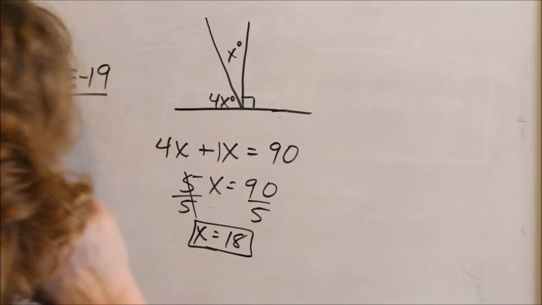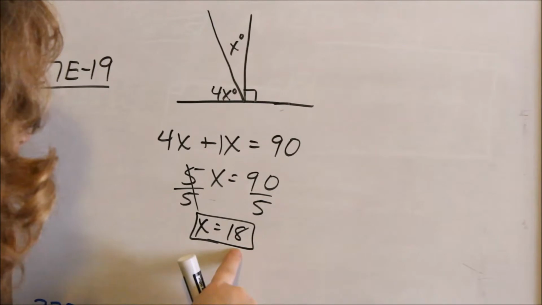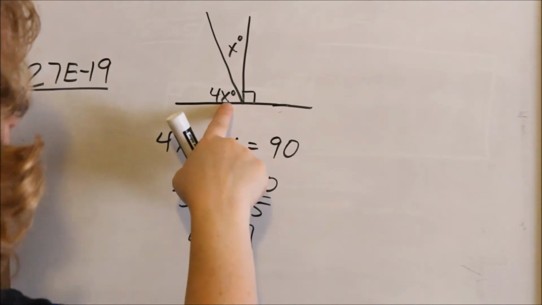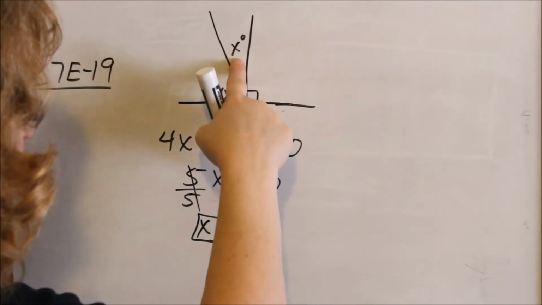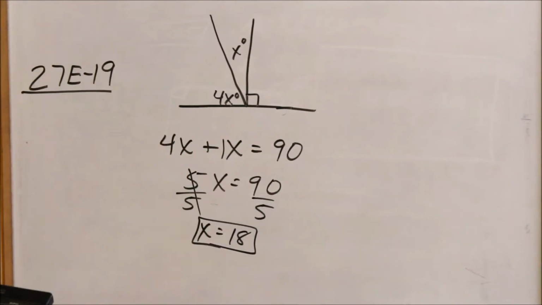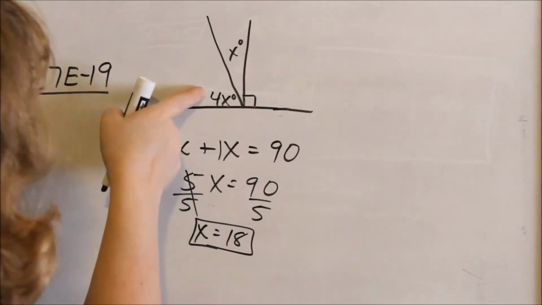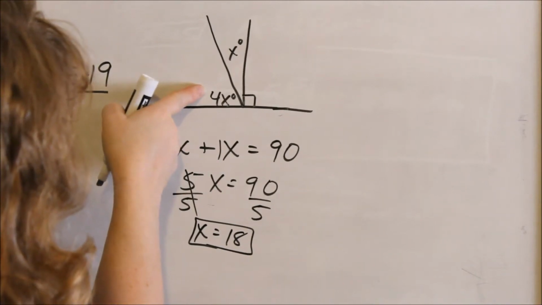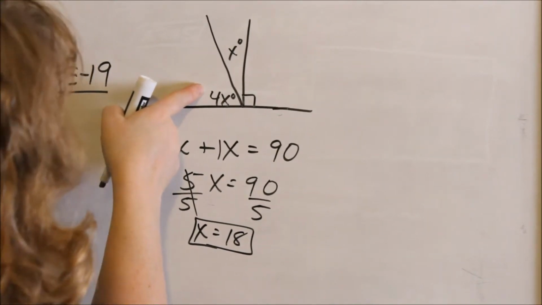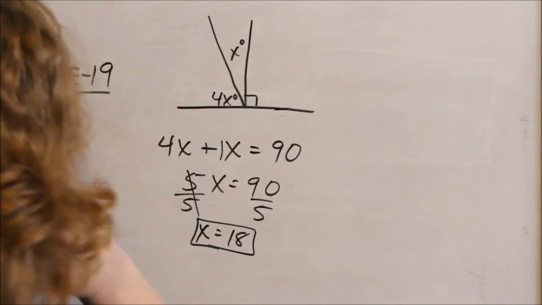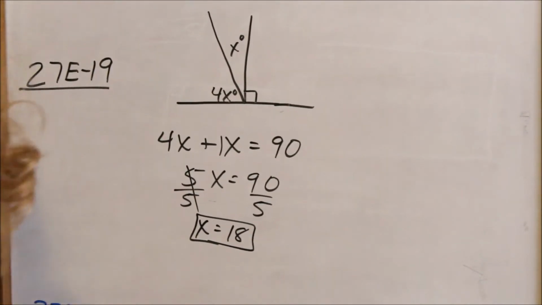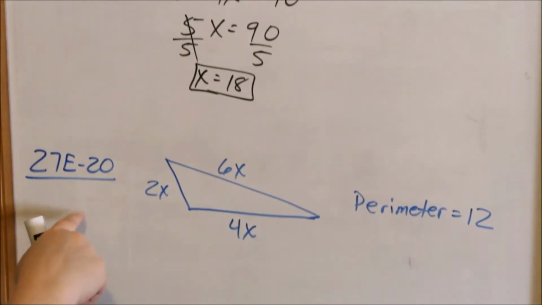If I want to figure out what the angles are, I can take 18 and put it back in here for x. So this one would be 18 degrees, and then this one would be 72 degrees, because 4 times 18 is 72. 72 degrees and 18 degrees is 90 degrees. Jump down here to 27E20.